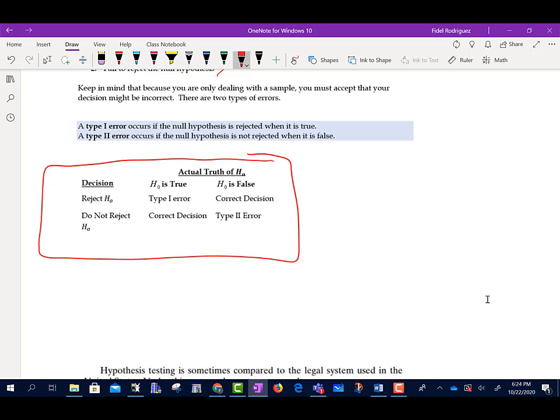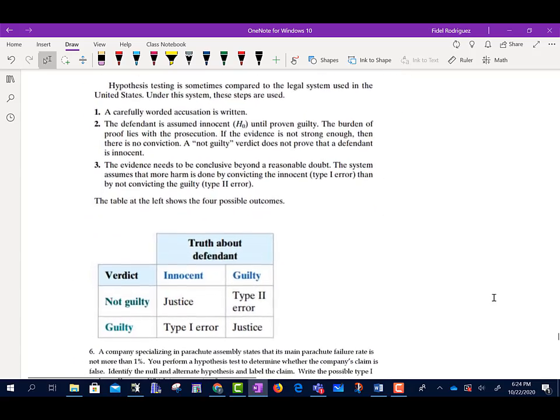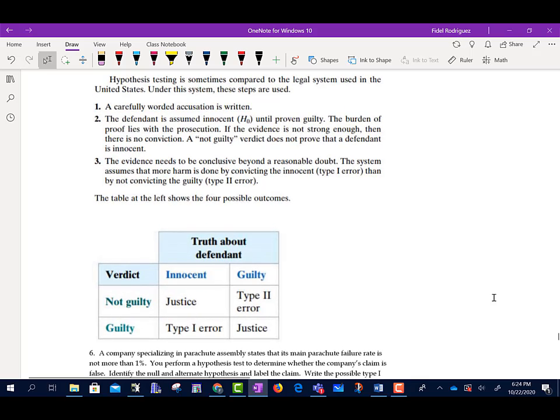So I'm going to explain that right here in this part. Let me see if I can. There we go. It looks a little bit better now. I can see a little bit better. So it says hypothesis testing is sometimes compared to the legal system that we use in the United States. Under the system, these steps are used. Number one, a carefully worded accusation is written. Okay, so they're going to say, number one, Omar, you robbed the bank.